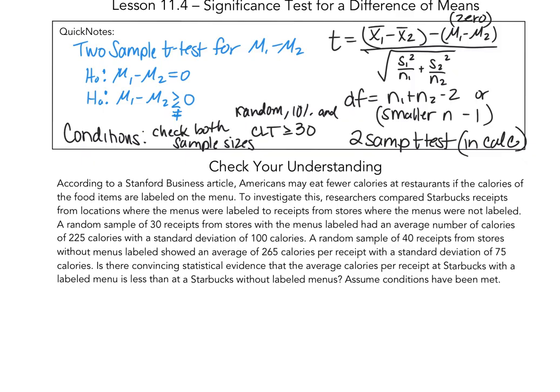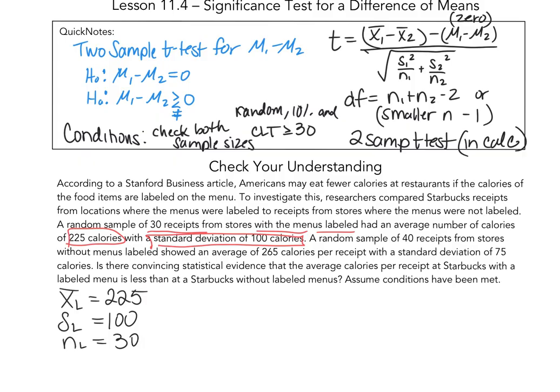To investigate this, researchers compared Starbucks receipts from locations where menus were labeled to receipts from stores where menus were not labeled. A random sample of 30 receipts from stores with labels had an average number of calories of 225 with a standard deviation of 100. I like to just write down the information I have here. So my sample for the labeled, the mean is 225, the standard deviation for labeled is 100, and the n for labeled was 30.